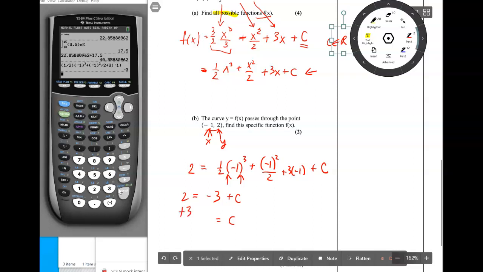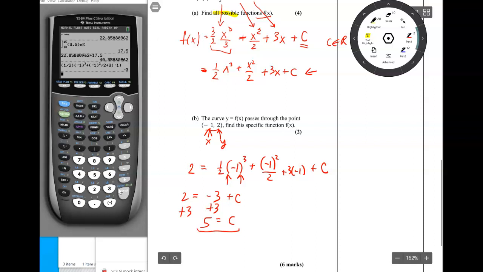Plus 3. And capital C equal to 5. So if I wanted to rewrite the function, I could plug in the C, take out my y and x.